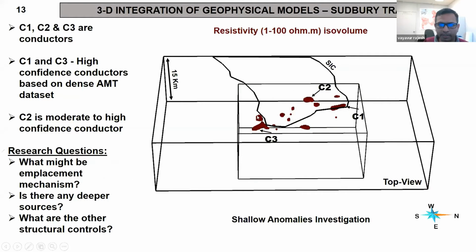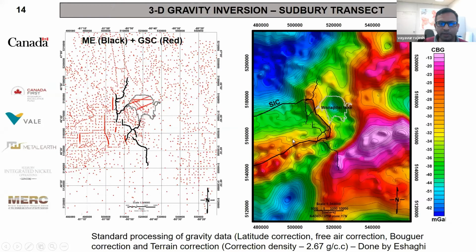How are these conductors emplaced here? Are there any deeper sources connecting to these conductors? And what are the structural controls on these conductors? For that, we started with potential field modeling and inversion.